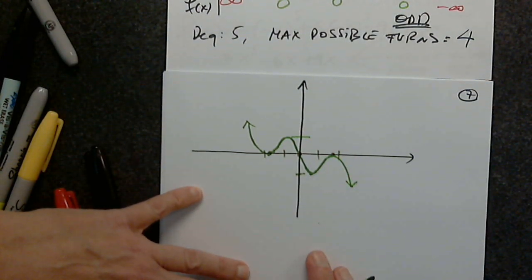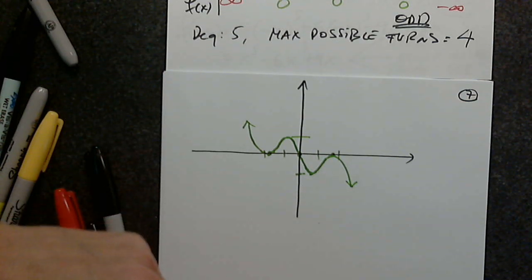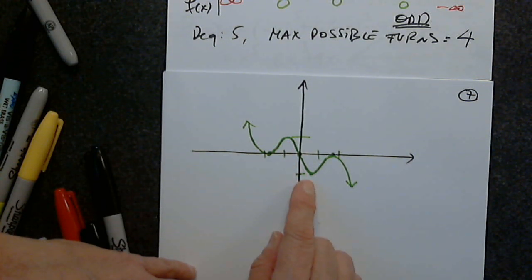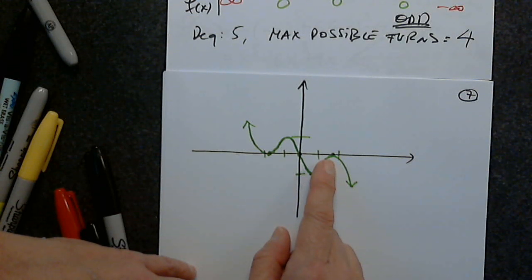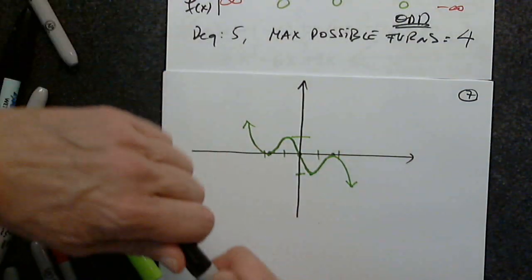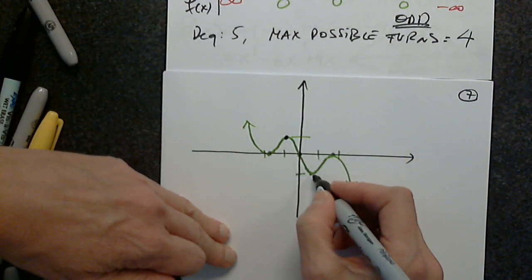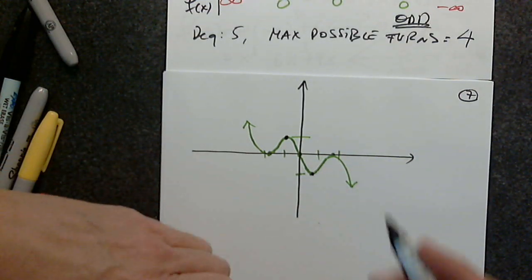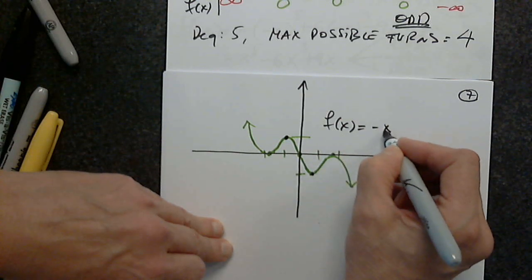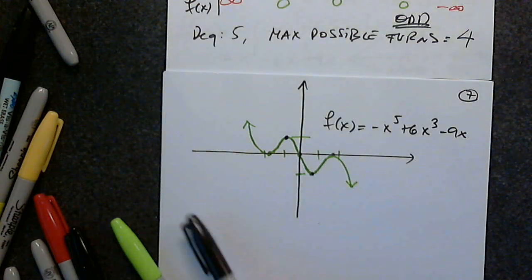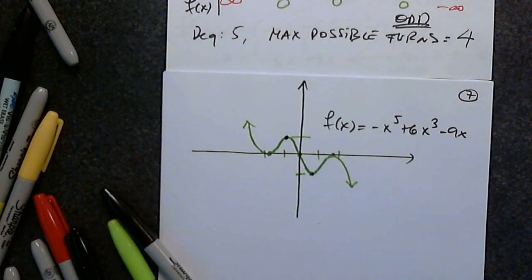Just to make sure, it's degree 5. What is the maximum possible number of turns again? 4. 1, 2, 3, 4. So the only thing I need as a clarification with the graphing calculator is this point. How high? And automatically I will get this point, how low and where. And this is the function f of x, negative x to the 5th plus 6x cubed minus 9x.